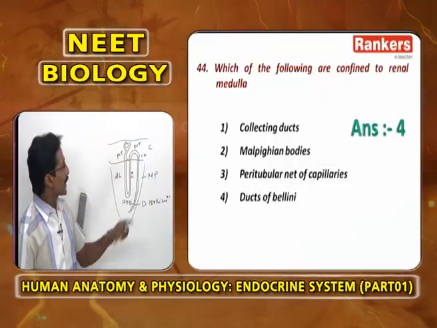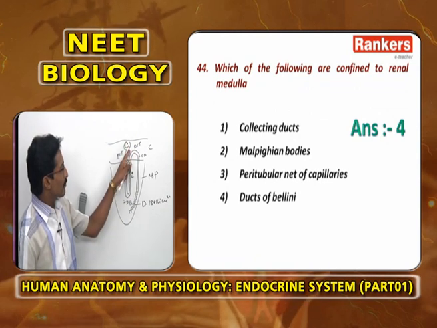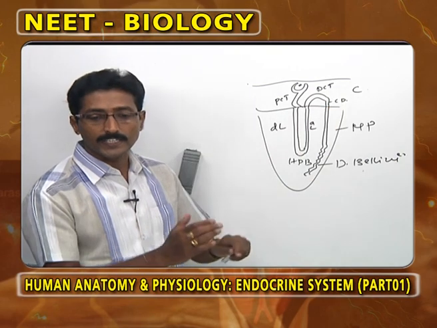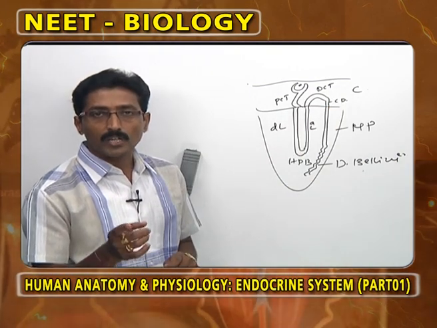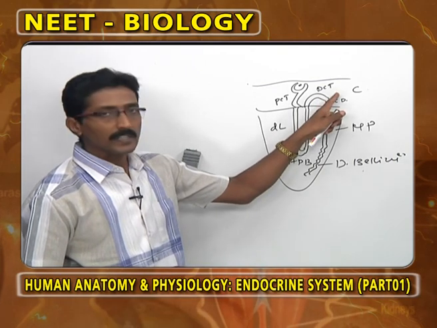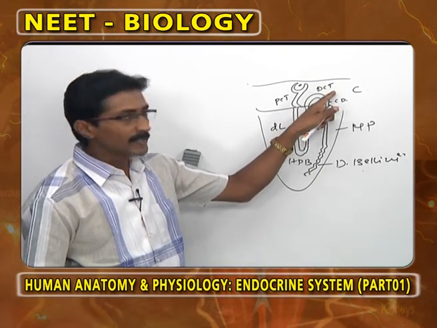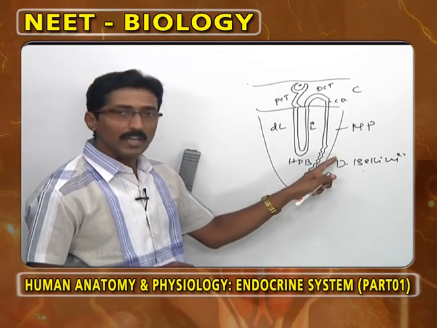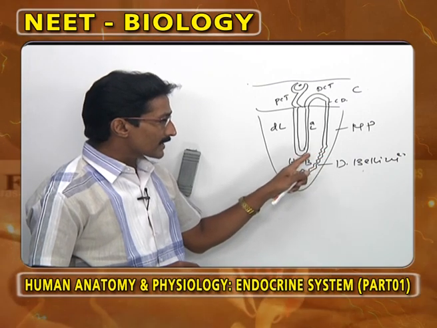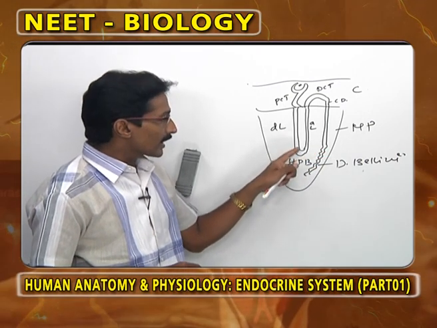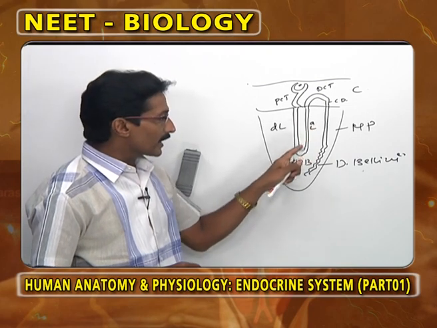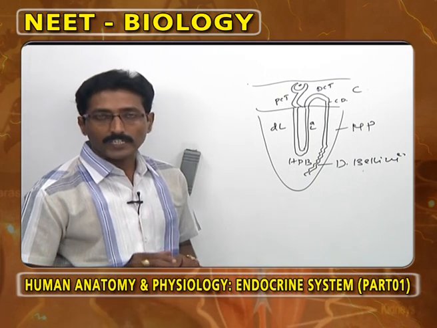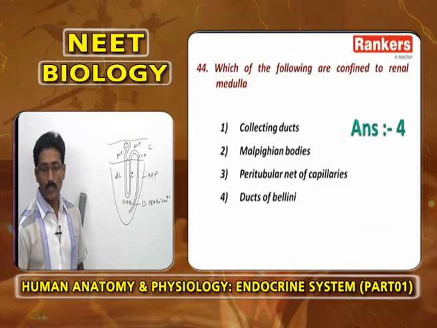Second, Malpighian body. Glomerulus and Bowman's capsule are called Malpighian body. That is present in the cortex. Second is eliminated. Peritubular network of capillaries is also present in the cortex but not represented in this diagram. And the last one we call ducts of Bellini. The ducts of Bellini are present in the medulla, descending limb present in the medulla, ascending limb present in the medulla, hairpin bend present in the medulla. Now the correct answer is the fourth one. We go for the next question.